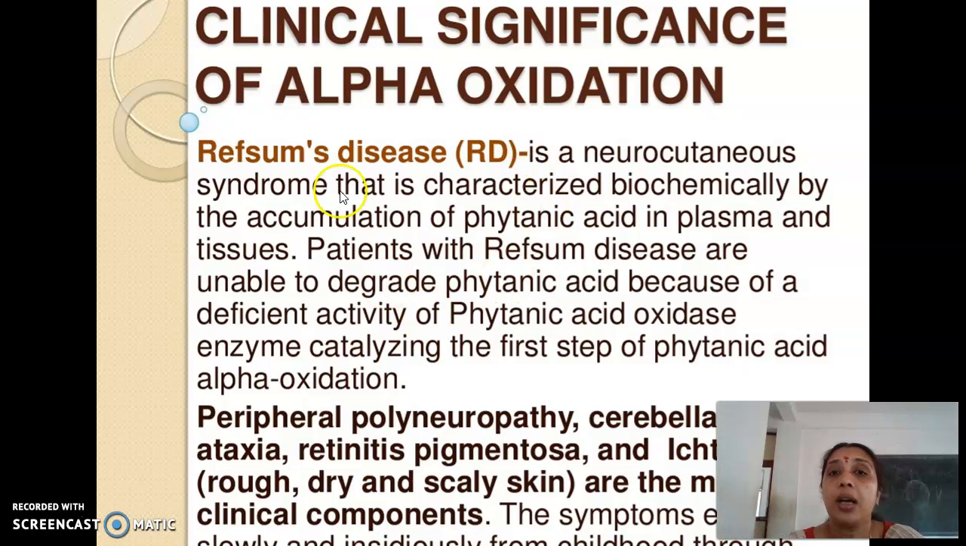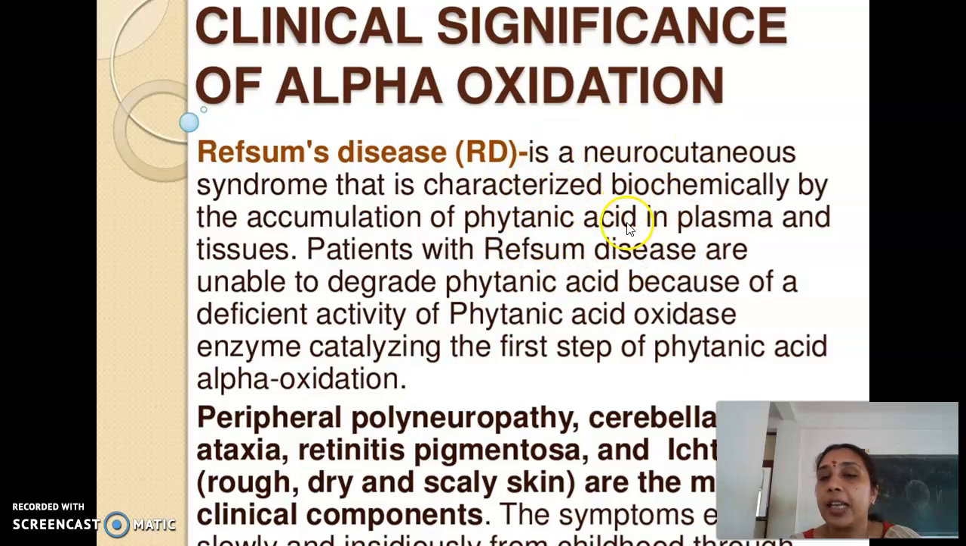Now, what are the inborn errors related to this? The most important one is Refsum's disease. There are two types of Refsum disease: infantile Refsum disease and adult Refsum's disease. So what is Refsum's disease? It's a neurocutaneous syndrome characterized by the accumulation of phytanic acid in plasma and tissues. Why is the accumulation happening? Because the alpha oxidative enzymes are defective.